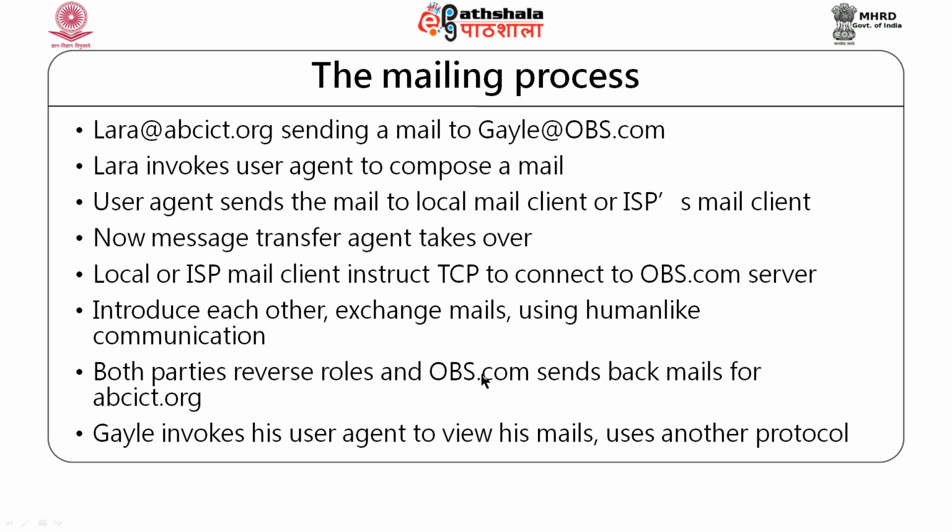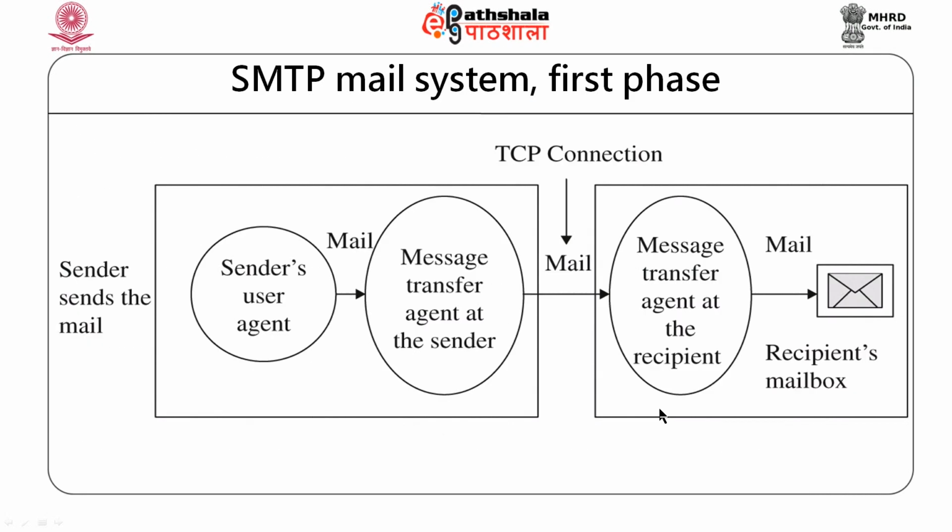Gale's mailbox will have the mail for him, and once he has that, Gale may invoke his user agent, his own reader, and view his mails using another protocol. We have seen that that protocol is POP3 or IMAP. Okay. This happens in two different phases. The first phase is shown here.